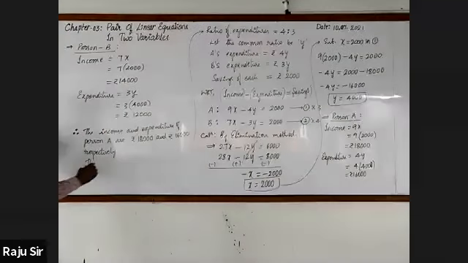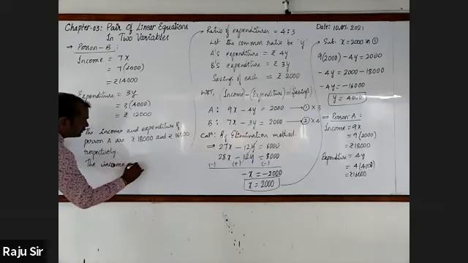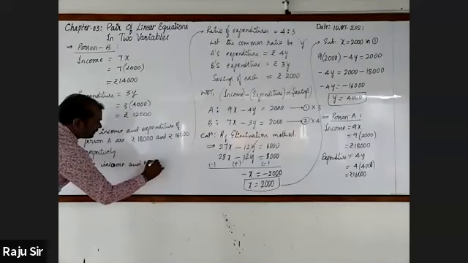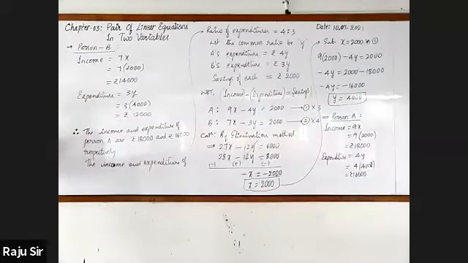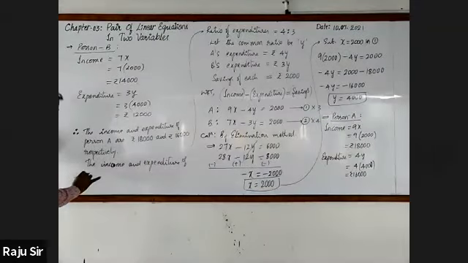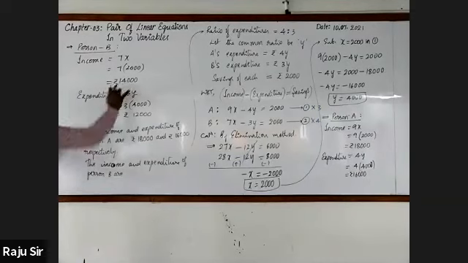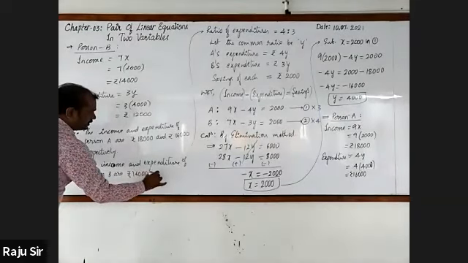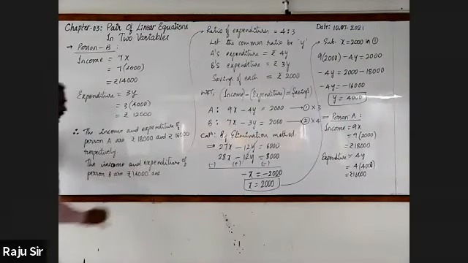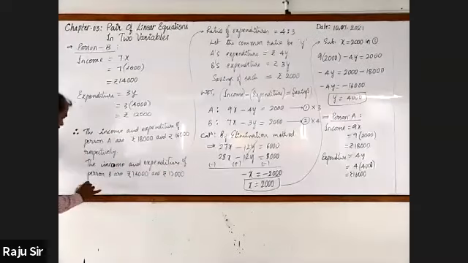Next, the income and expenditure of person B: his income is 14,000 and his expenditure is rupees 12,000 respectively.